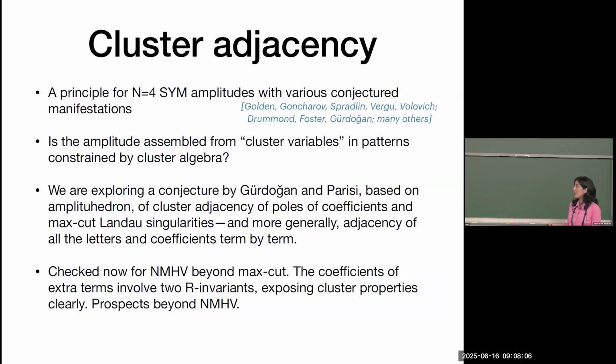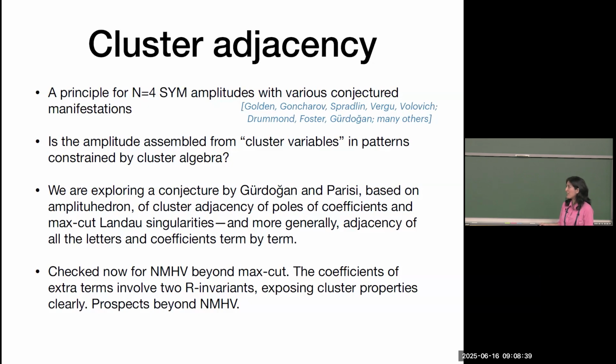In this project, we're exploring a conjecture by Drummond, Foster, Gürdoğan and Kalousios, based on amplituhedron geometry, of cluster adjacency of poles of the coefficients and the maximal cut Landau singularities. So here, just at weight 2, we've got 2 letters, and then we've got the coefficient of the word. Among all these 3 objects, you can discuss how they're all pairwise cluster adjacent, or whether the poles sit together in the same cluster.